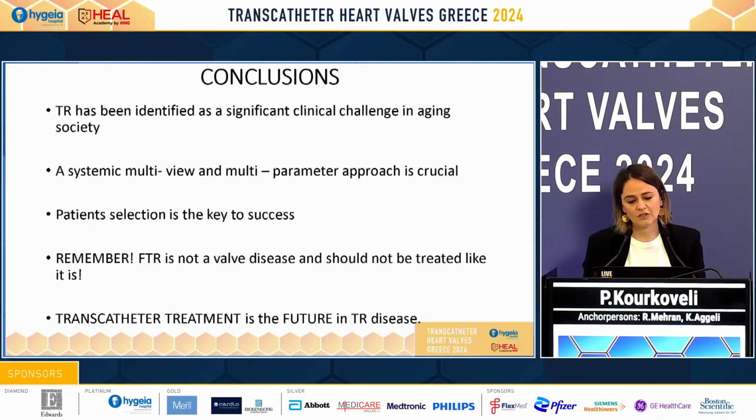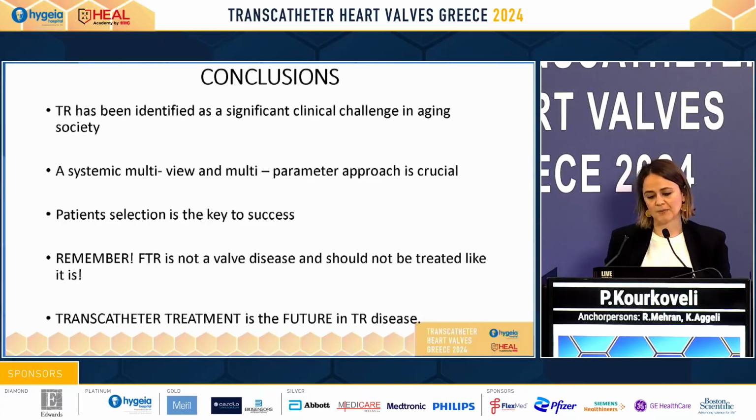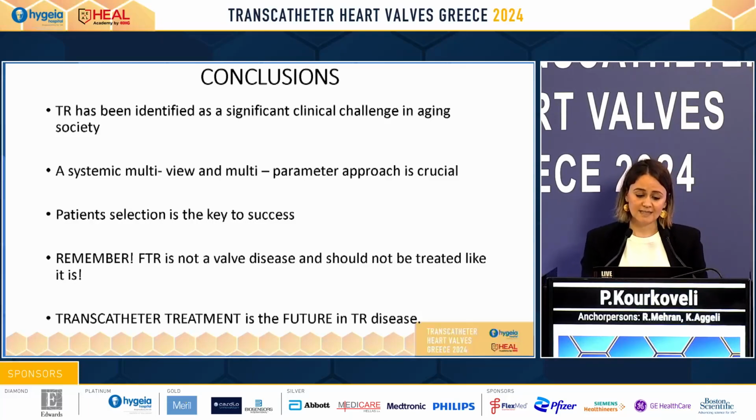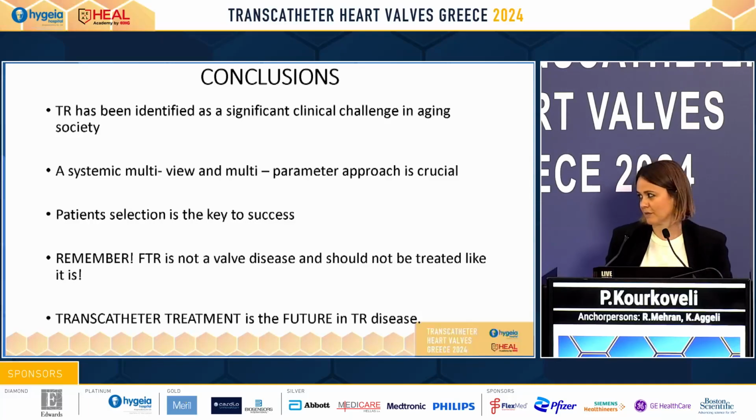So just to conclude, tricuspid regurgitation has been identified as a significant clinical challenge in an aging society. A systematic multi-view and multi-parameter approach is crucial. Patient selection is the key to success, and we should all remember that FTR is not a viral disease and should not be treated like one. Transcatheter treatment is also the future in TR disease, but in very specific patients. Thank you very much for your attention.